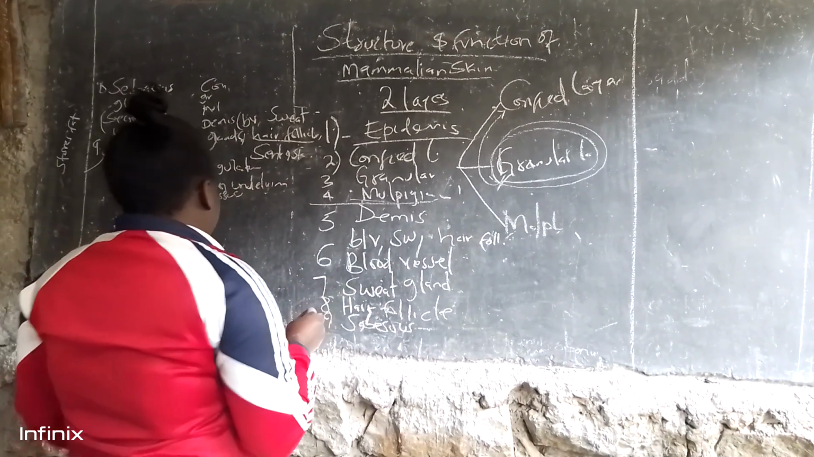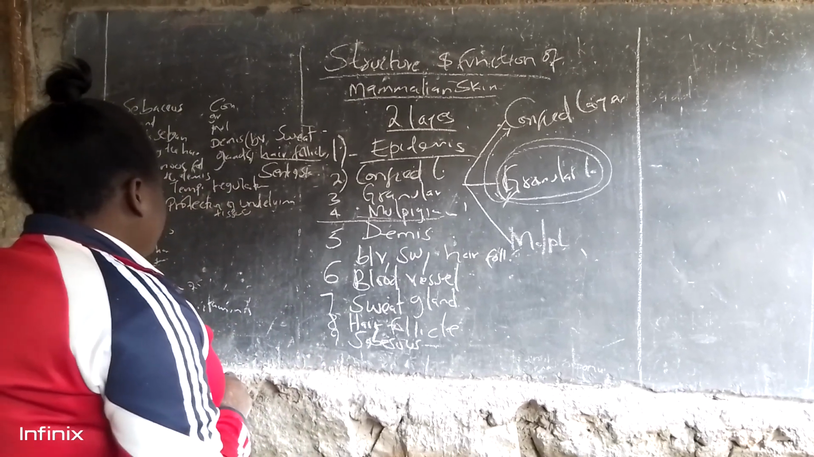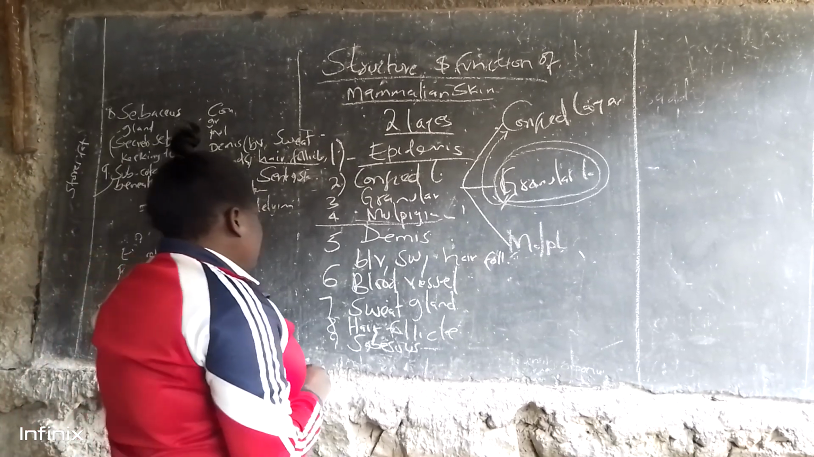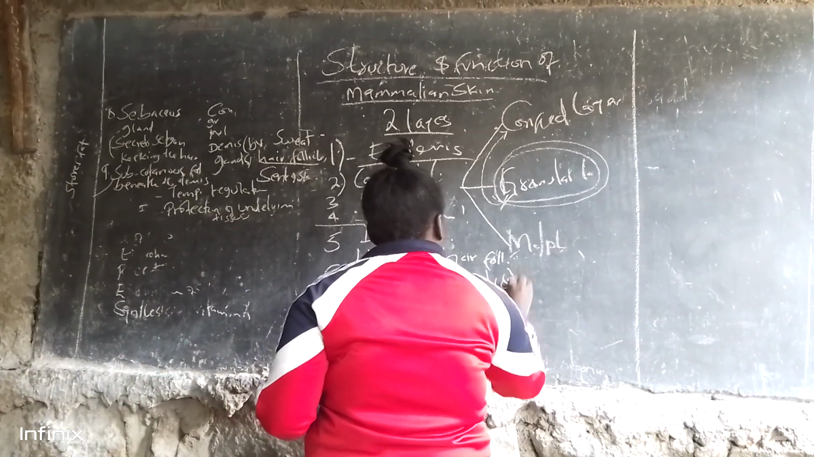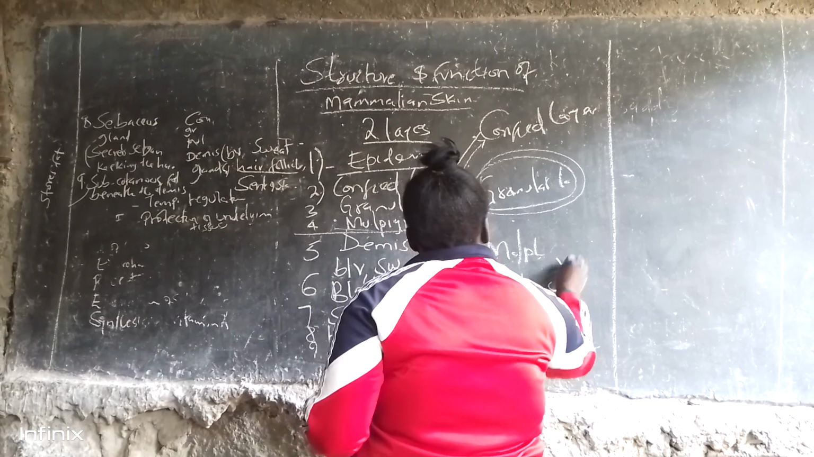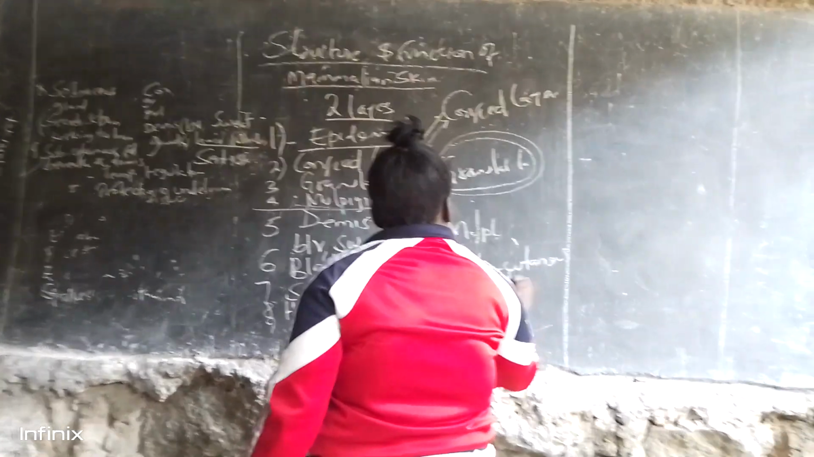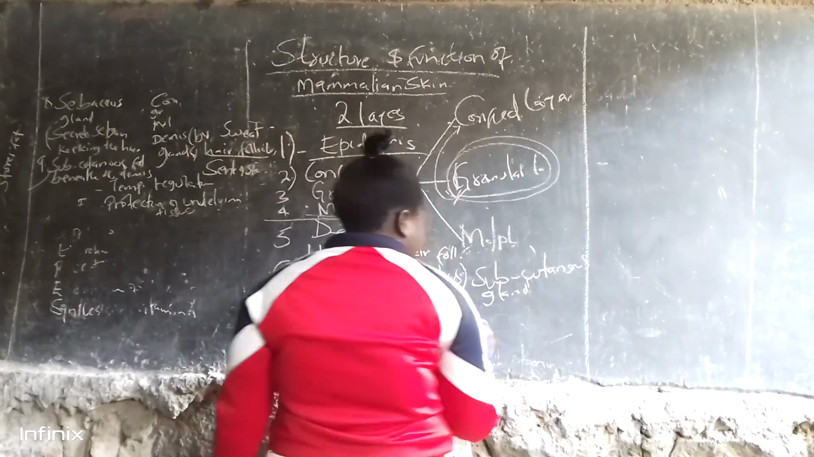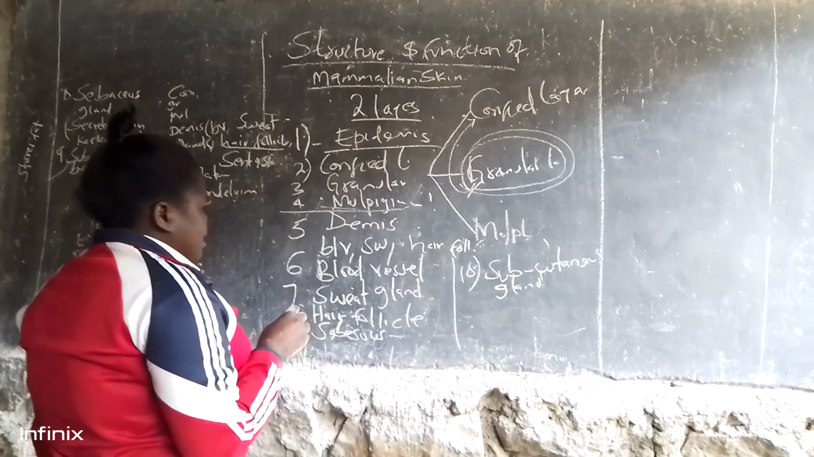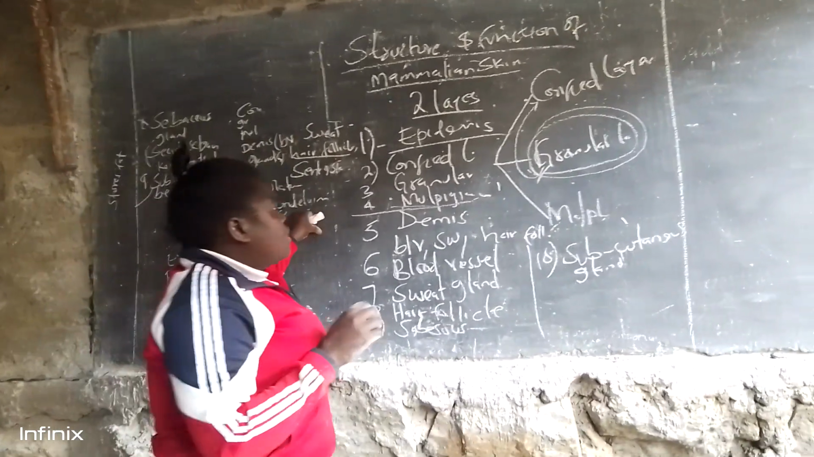Then we have subcutaneous fat, or subcutaneous gland. It's found beneath the dermis, and it stores fat. So we have number 10, lastly, the subcutaneous gland. We said that the subcutaneous gland is found beneath the dermis, and it stores the fats. So these are the 10 parts of the skin.